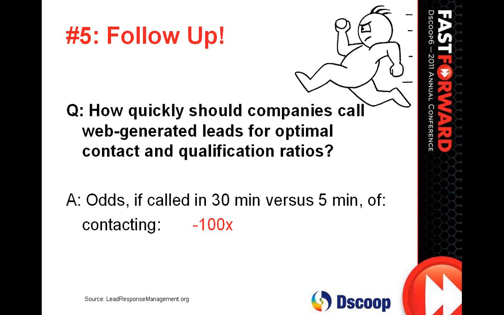So if you wait 30 minutes versus 5 minutes or less, your odds of contacting that lead go down 100 times. Similarly, the odds of qualifying that lead if called in 30 minutes versus 5 minutes go down 21 times. So the point is, you need to think about how quickly you are following up on leads, and how quickly your client is following up on the leads that you generate for them, because that speed is of paramount importance to the success of the campaign.